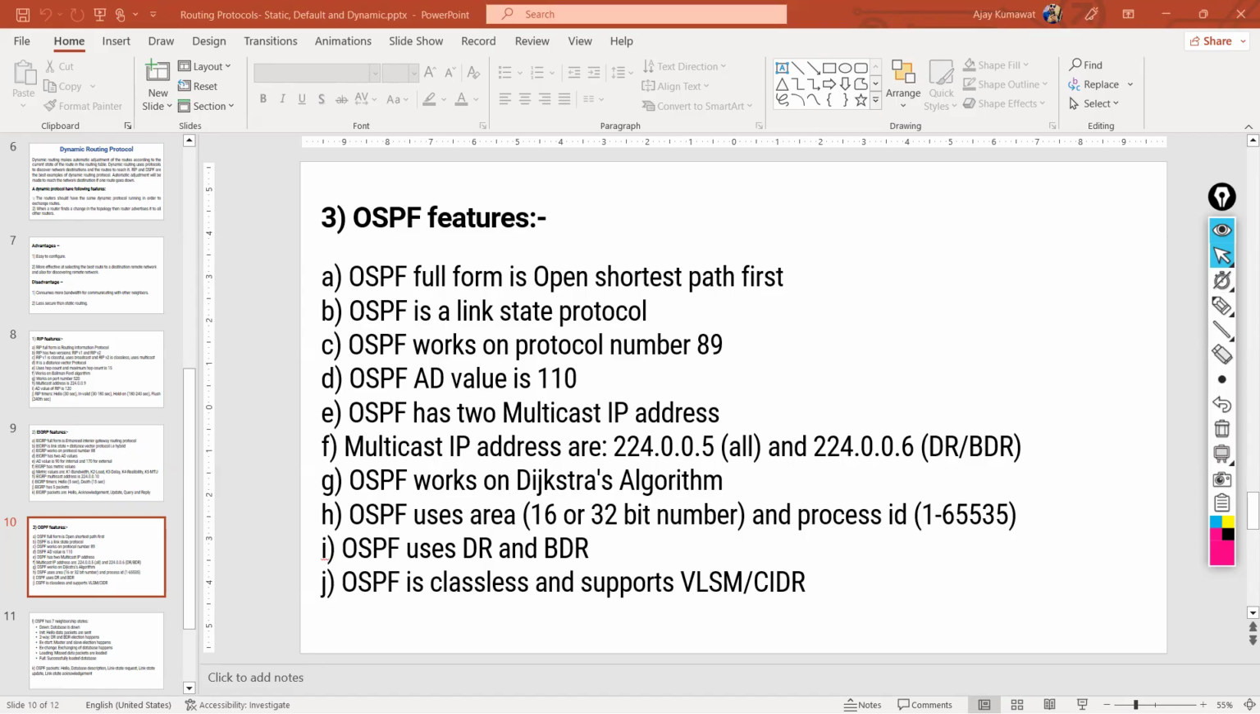Now, let's today talk about the OSPF protocol. OSPF is a type of link state protocol. Now, link state means what? We'll focus on the bandwidth.